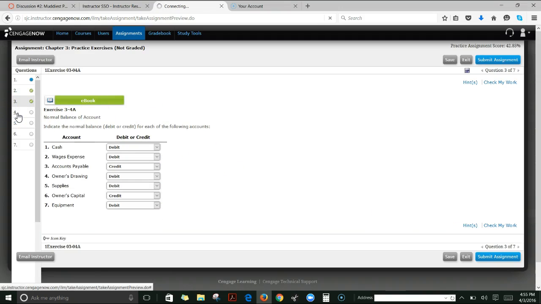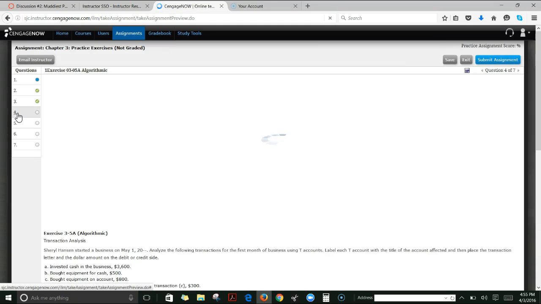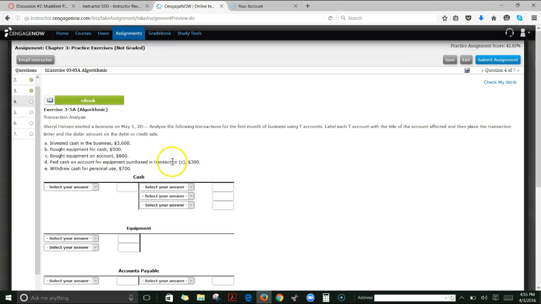Okay, moving on to number 4. We're going to do some more transactions, adding a few new ones to this one. Very similar to what we did in the last, so this should be pretty familiar to you. Cheryl Hansen is starting a business starting May 1st, and we're supposed to analyze these transactions in their T accounts and label each side with the letter of the transaction that was affected and the dollar amount.